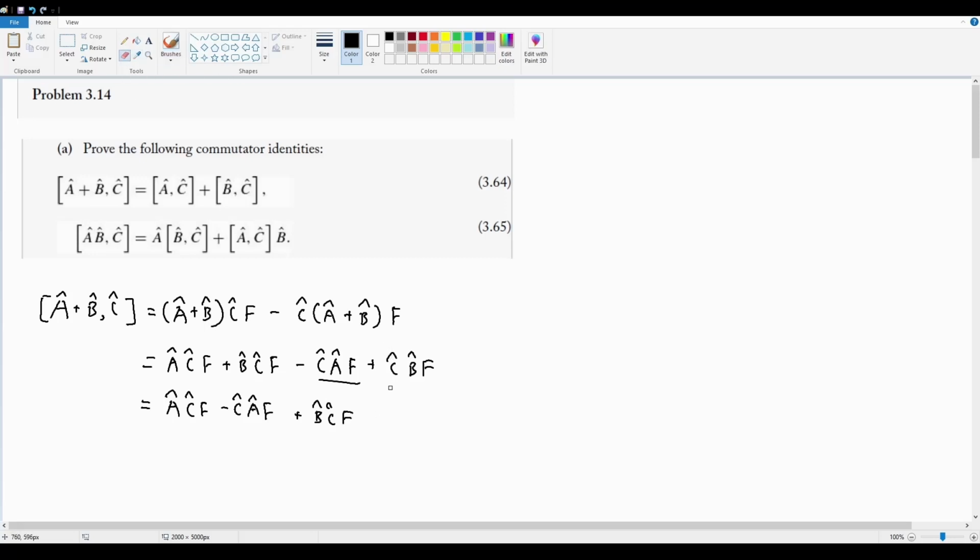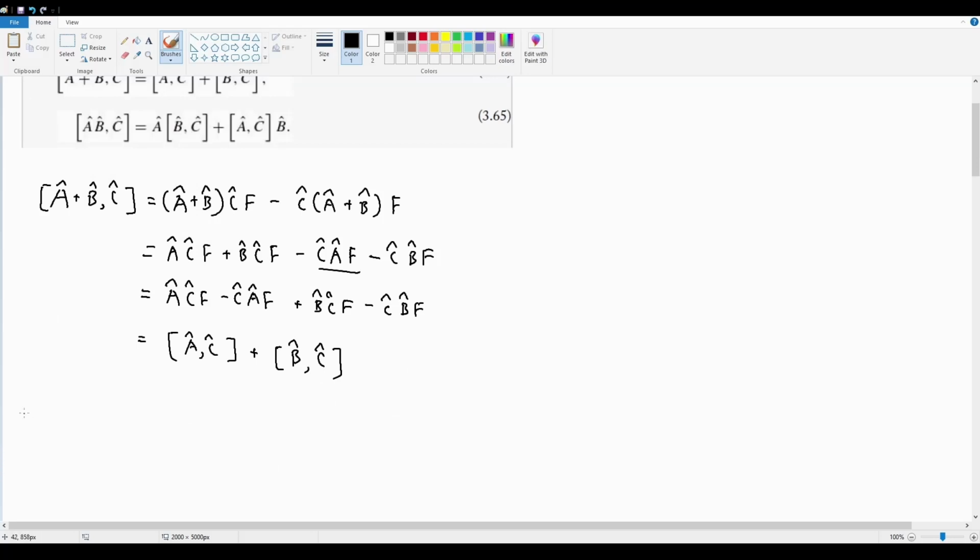And I just realized, my apologies, this is supposed to be a subtraction, because the subtraction here carries over to both. So plus b hat c hat f minus c hat b hat f, in which case this is just equal to the commutator of a hat and c hat added with the commutator of b hat and c hat. All right, that's easy enough.